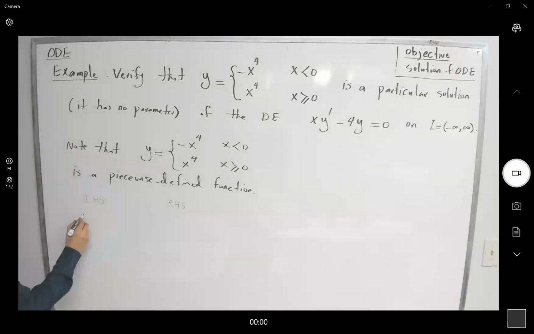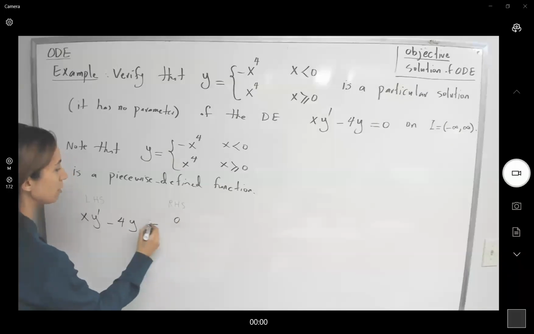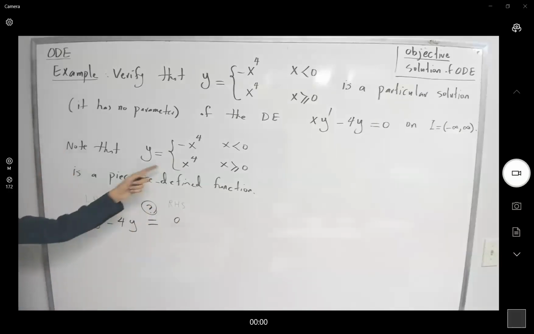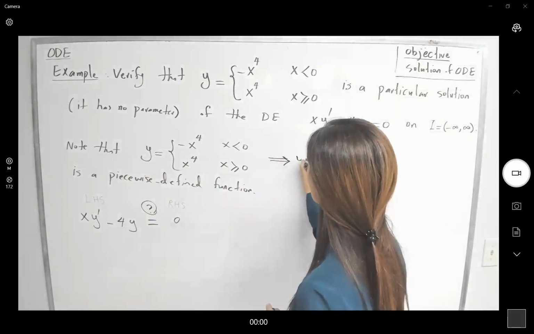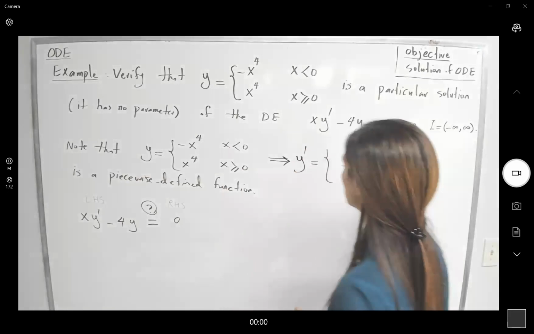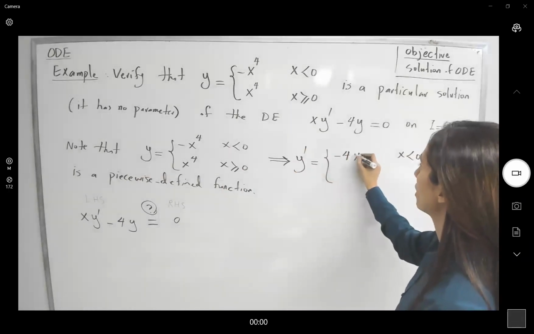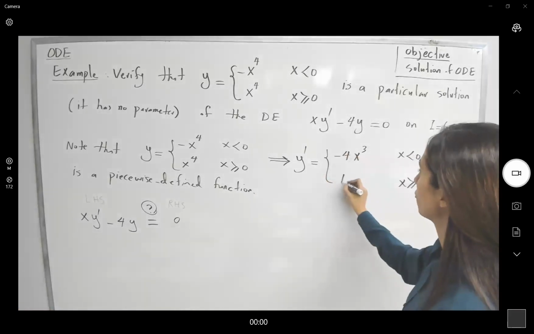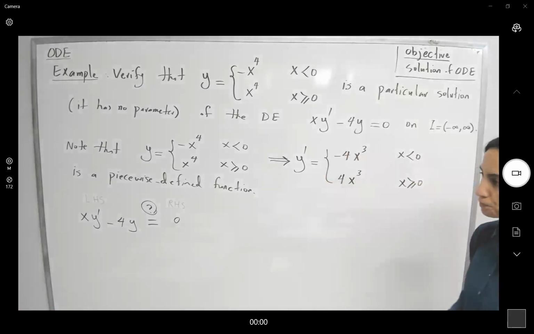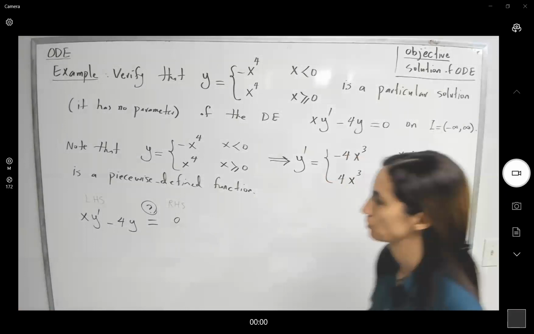On the left-hand side, you get xy prime minus 4y. Is this equal to 0 if I plug in the derivative of y? So what is the derivative of y? The derivative of y is equal to negative 4x cubed if x is negative, and 4x cubed if x is larger than or equal to 0. So I'm going to check each one of these separately.